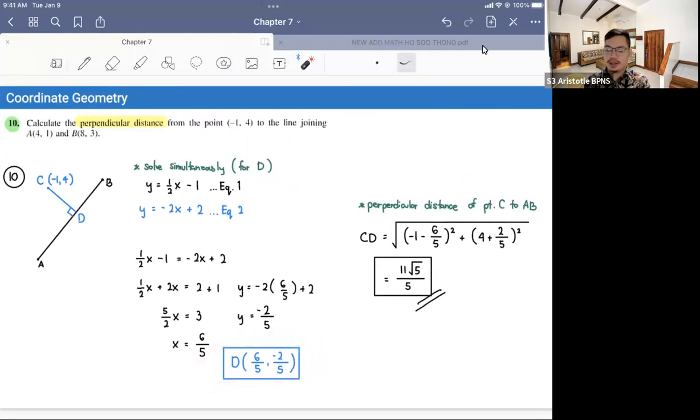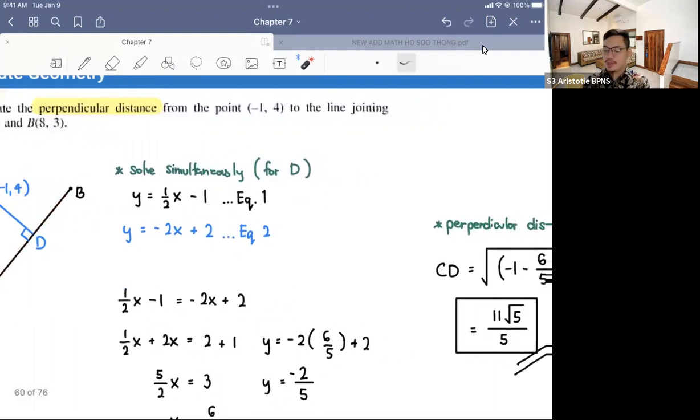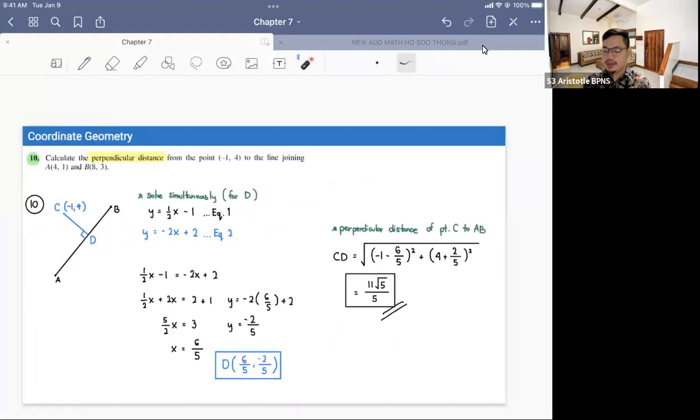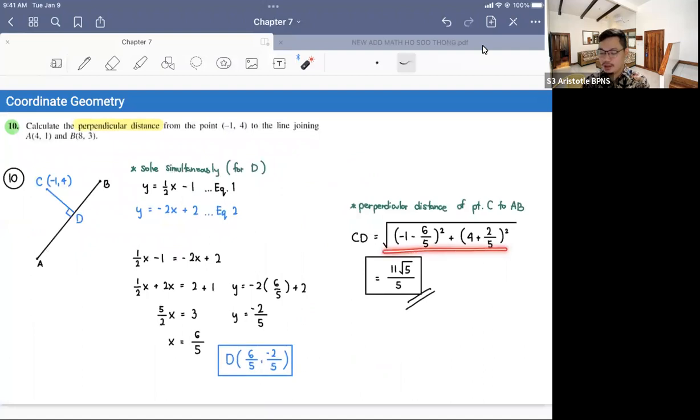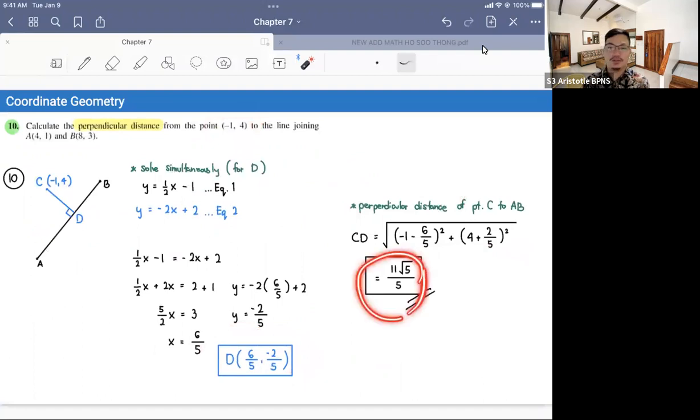And then basically, I can now find the perpendicular distance from point C to this line AB. So I'll just get the distance of line CD. Finding the distance of line CD, use this point and the new point, point D. Then substitute everything in this formula, and you'll eventually get 11 root 5 over 5. Okay, that's for number 10. Now, any questions, class, for number 10?